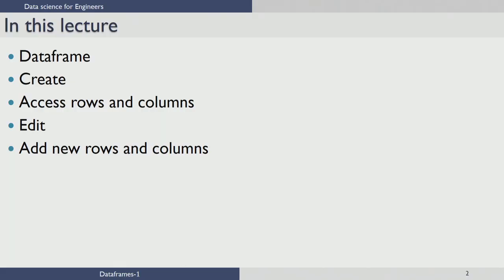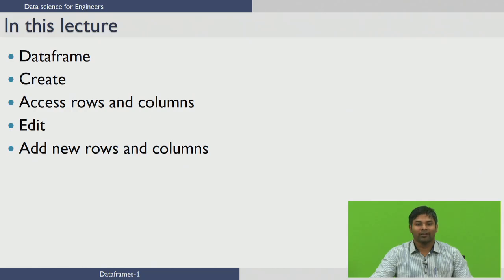Welcome to lecture 4 in module R of the course Data Science for Engineers. In this lecture, we are going to introduce you to the data frame objects of R: how to create data frames, how to access rows and columns of a data frame, how to edit data frames, and how to add new rows and columns to the data frame.